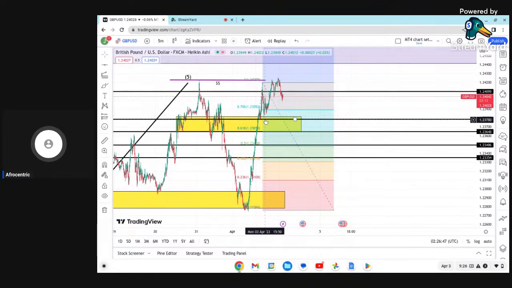Oh, I'm going to sell off, psych, and then it goes back up and grabs this liquidity, which is what it was supposed to do.